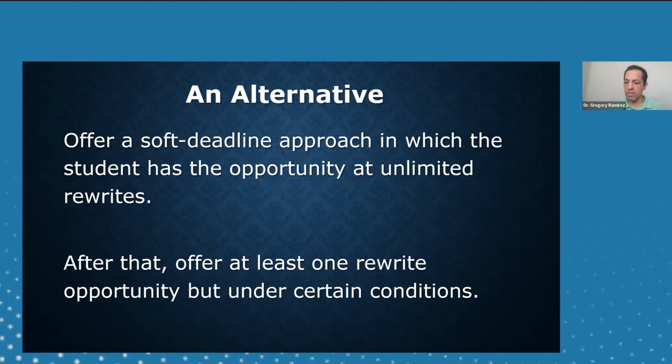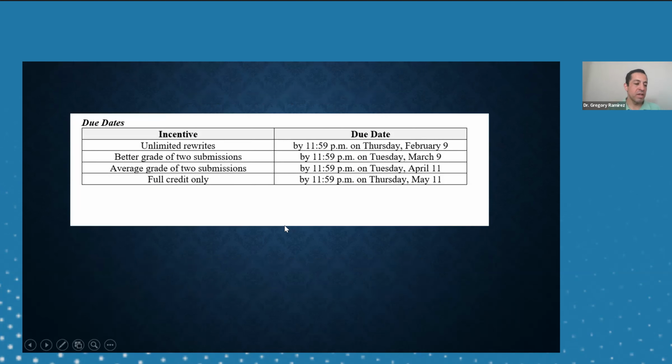And the next screen will elaborate a little bit more on what I am getting at right here. Particularly, something that I started doing this semester is having, as you can see, a little table that reminds them, hey, here's the incentive. And if you want to take advantage of that particular incentive, get it in by this particular deadline, as you can see. So, I'd mentioned the unlimited rewrites as, of course, the first one.